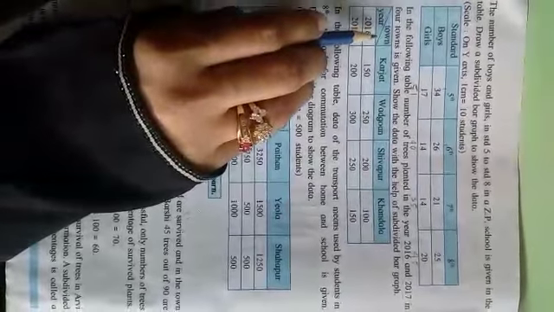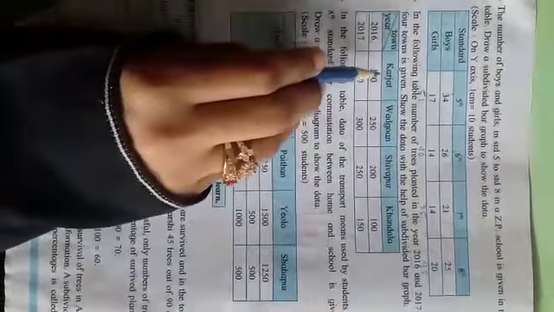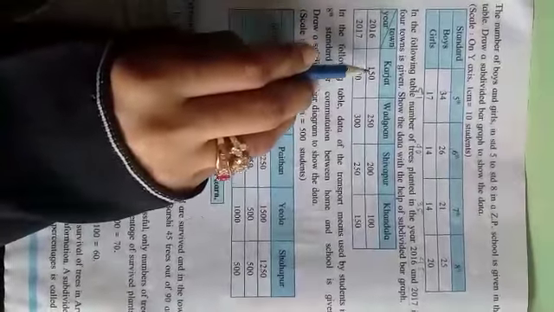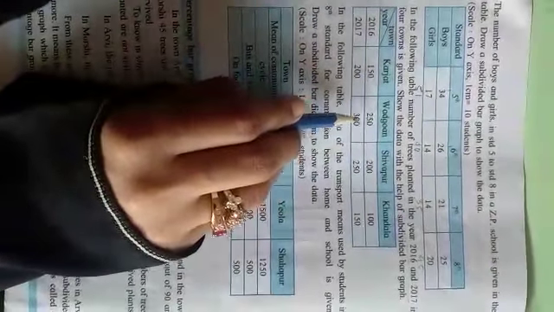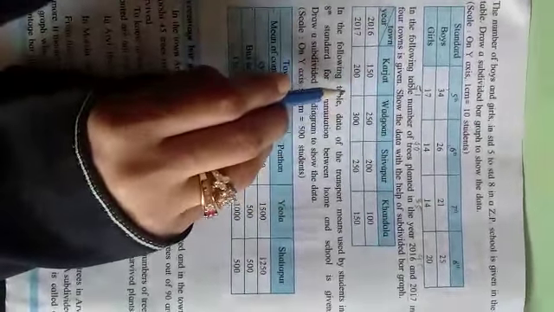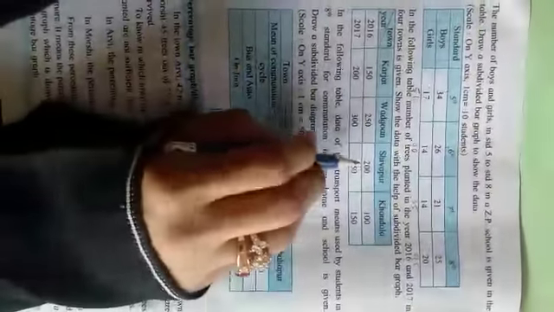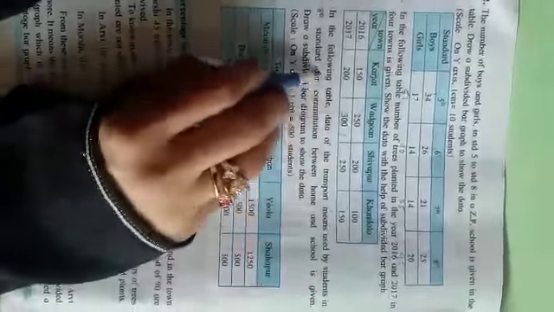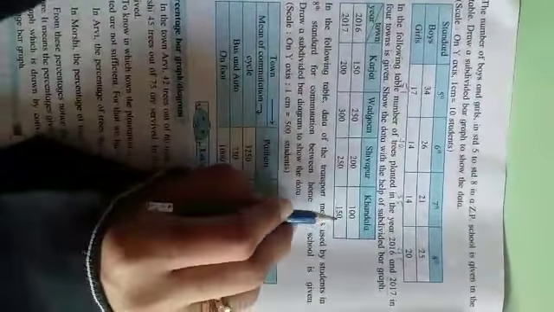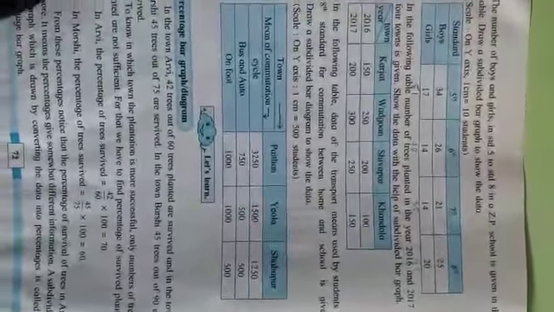See, the names of the towns are Karjat, Vadgaon, Shivapur and Khandala, and the years are 2016 and 2017. In Karjat, in 2016, 150 trees were planted, and in 2017, 200 trees were planted. In Vadgaon, 250 in 2016 and 300 trees in 2017. In Shivapur, 200 trees were planted in 2016 and 250 in 2017. Here 100 and 150 trees were planted in 2016 and 2017. So first of all we have to add these two.